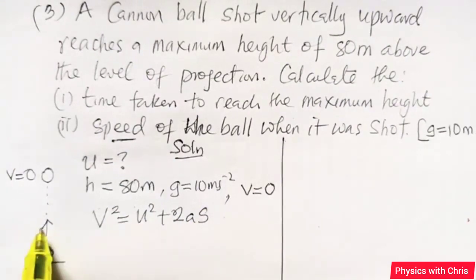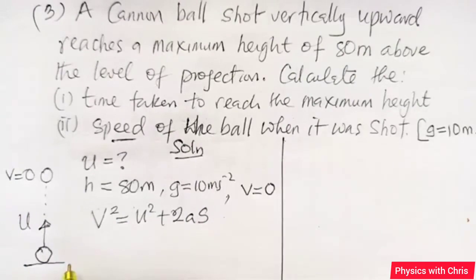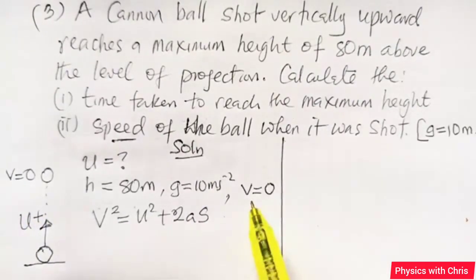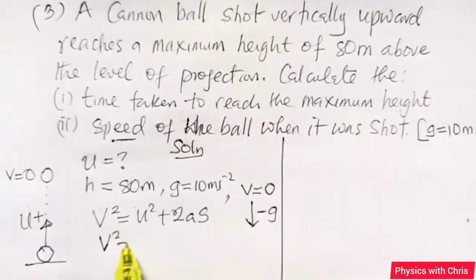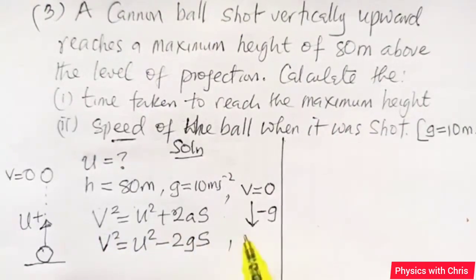The body is projected vertically upwards. The initial speed is acting in the upward direction, so I can give that positive. Okay, so that acceleration g will be given negative because that one is always acting vertically downwards. So this can be written as v squared equals u squared minus 2gs. S can be replaced with h, the height of the cannonball.